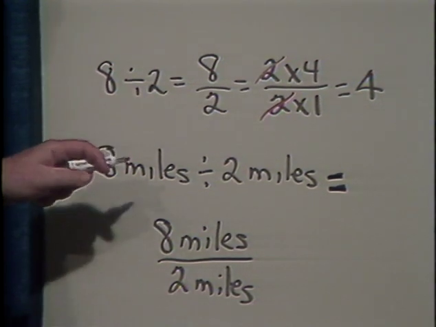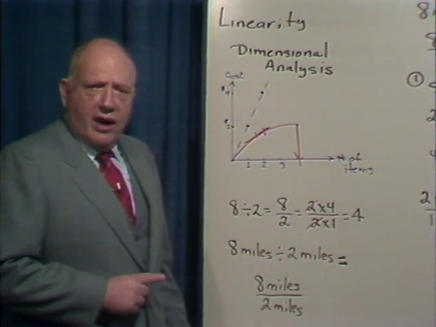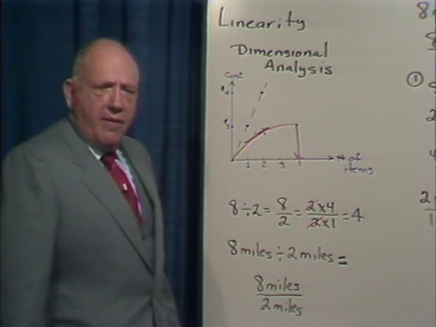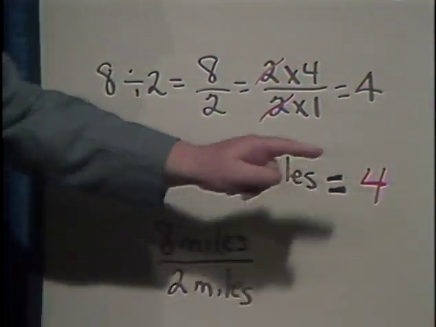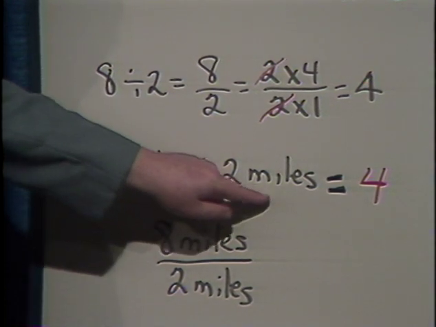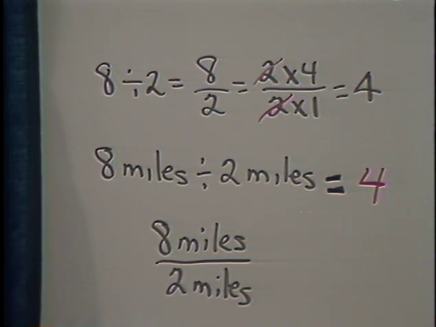Well, the point is this. Suppose I take 8 miles divided by 2 miles. This is a tricky question. What's the answer to this problem? 8 miles divided by 2 miles. Be careful. The 8 divided by 2 is 4. The tricky part is don't say 4 miles. The answer is 4. Remember, when you're dividing like denominations, the quotient tells you the relative size.